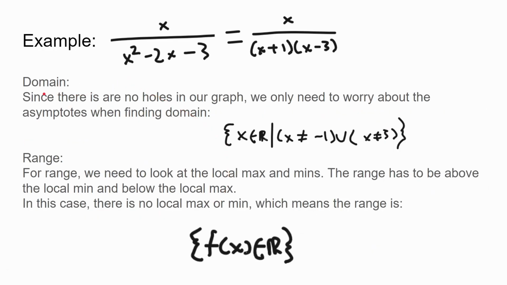Now for domain and range. For domain, since there are no holes in this graph, we only need to worry about the asymptotes when trying to find domain. So x is a member of the real numbers, where x is not equal to -1 and x is not equal to 3. Those are where the asymptotes are. For range, we need to take a look at local max or min, and again, the range has to be above the local min and below the local max. But since in this case there are no local max or mins, the range will just be all real numbers. It's all real numbers.